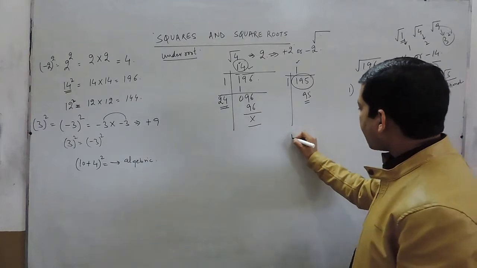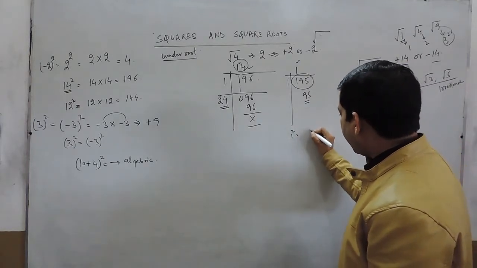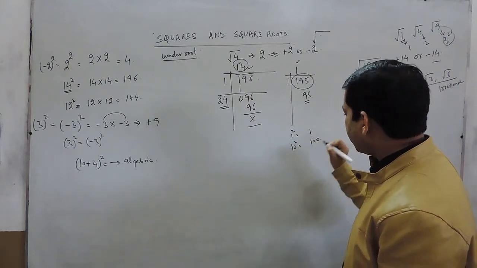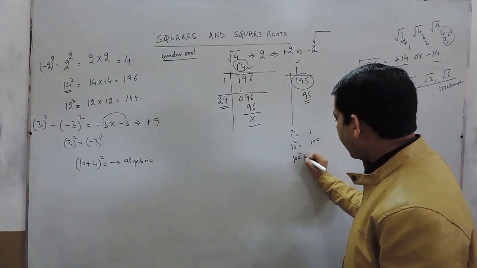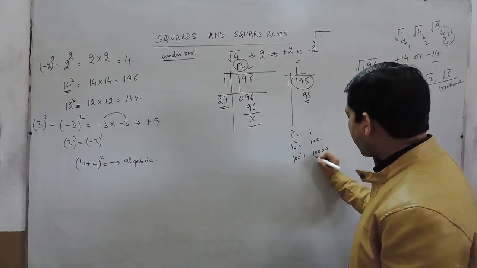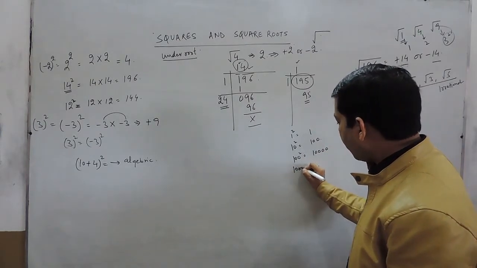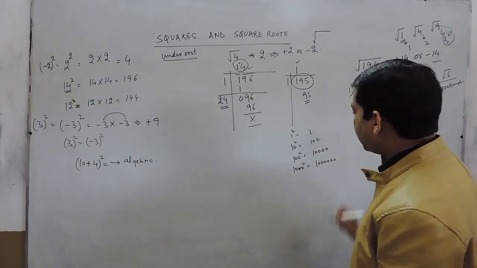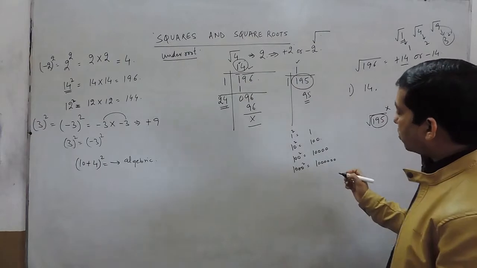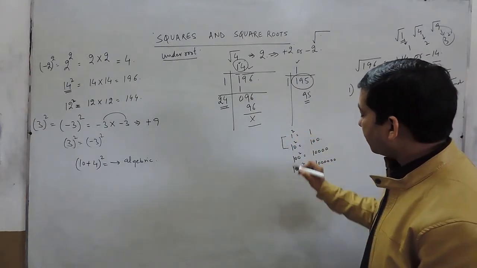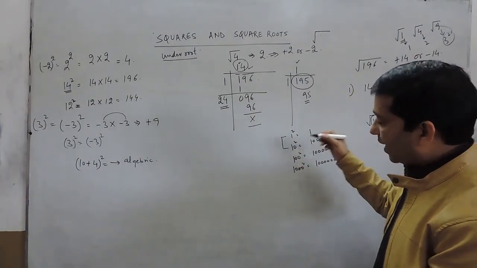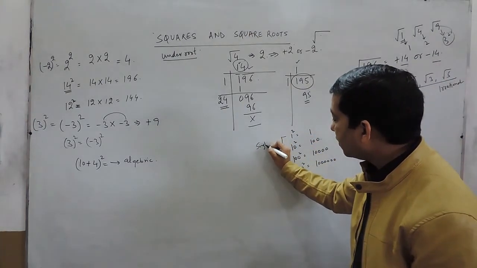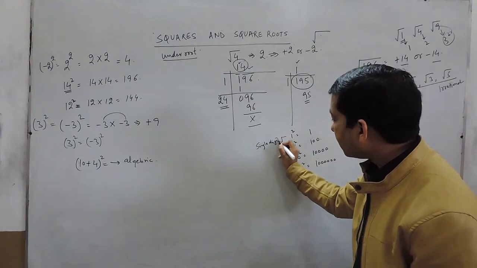First, if I take the square of 1, it is 1. If I take the square of 10, it is 100. If I take the square of 100, it is 10,000, 1 with 4 zeros. If I am talking about the square of 1000, it comes out to be 1 with 6 zeros. This shows that a single digit number, definitely from 1 to 10, all the numbers in between are single digits.